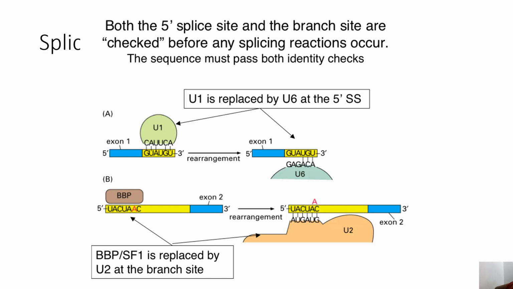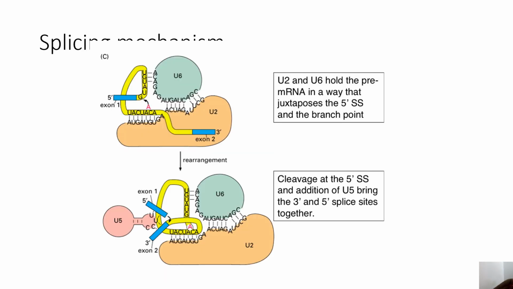So U1 is replaced by U6 at the 5' SS and BBP/SF1 is replaced by U2 at the branch site. Splicing mechanism: U2 and U6 hold the pre-mRNA in a way that juxtaposes the 5' SS and the branch point.